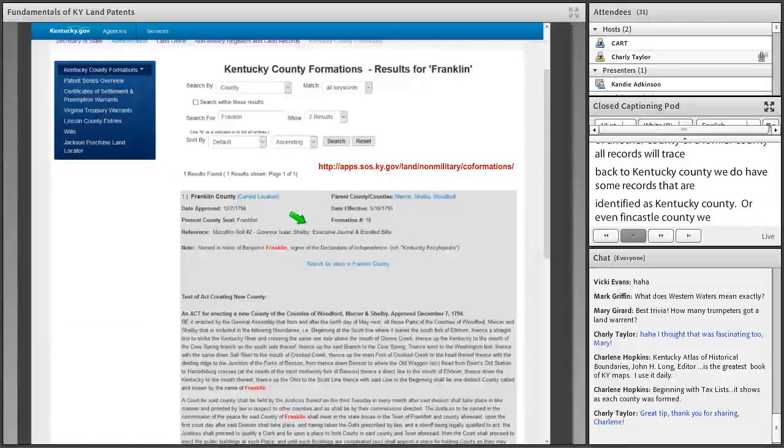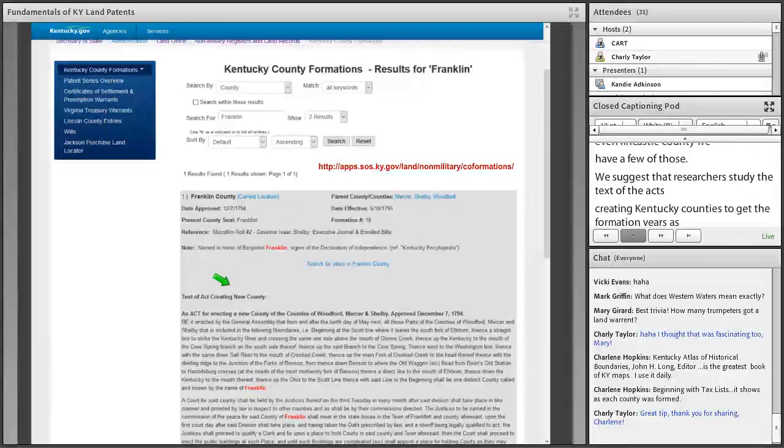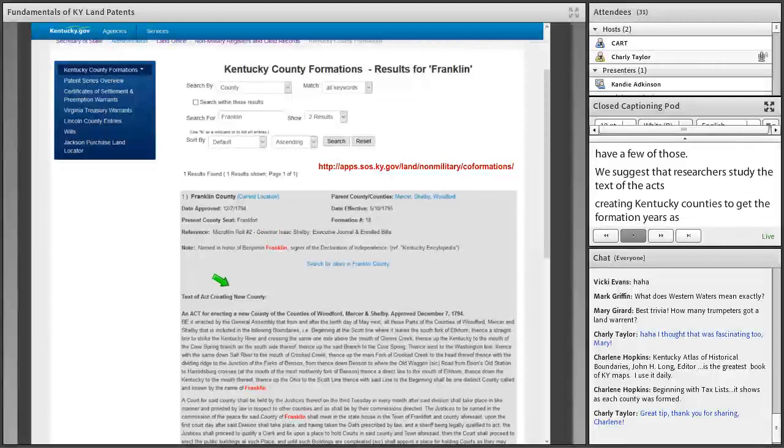We suggest that researchers study the text of the acts creating Kentucky counties to get the formation years as well as the actual act creating the county, because there can be some information in there of historical value. You'll see the Cove Spring here. Sometimes they will give you the names of the people who are appointed to identify the seat of the county here. We're mentioning an old wagon road from Boone's old station to Harrodsburg crosses. A lot of historical information there.